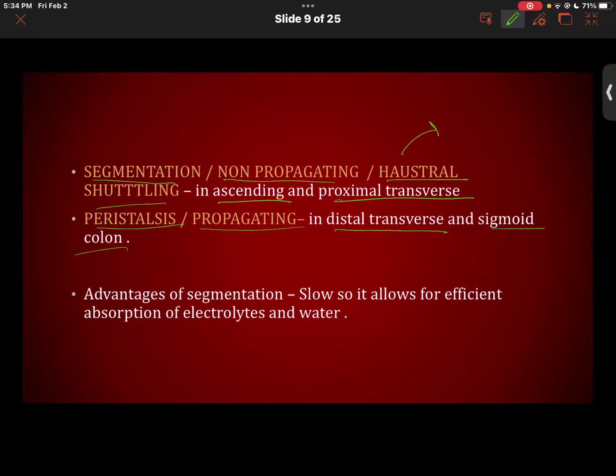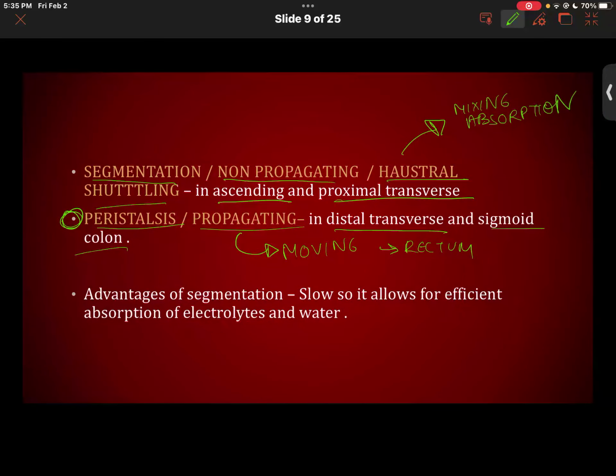This type of contraction is good for mixing and for absorption. This type of contraction is good for moving it towards the rectum. Okay. This causes actual movement, this one. This doesn't cause any movement, it just causes mixing. So why is that useful?